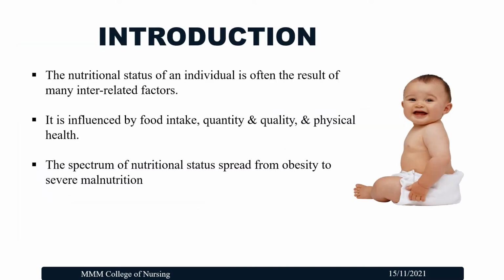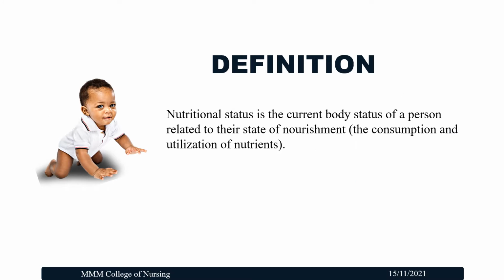Introduction about the topic: the nutritional status of an individual is often the result of many interrelated factors. It is influenced by food intake, quantity, quality and physical health. The spectrum of nutritional status spreads from obesity to severe malnutrition. Moving on to the definition, nutritional status is the current body status of a person related to their state of nourishment. It means the consumption and the utilization of nutrients.